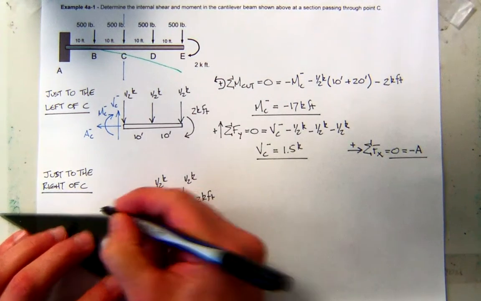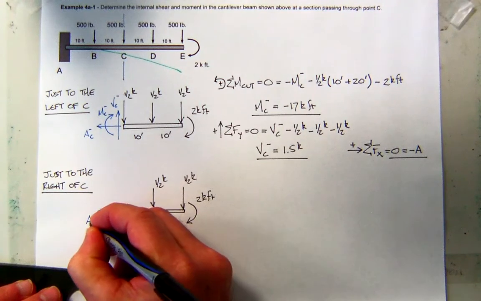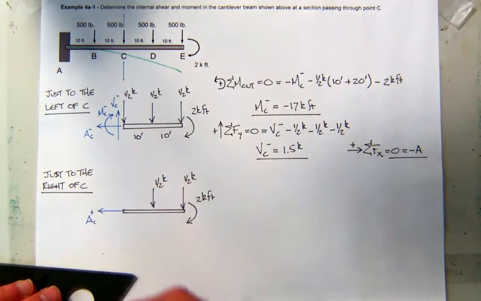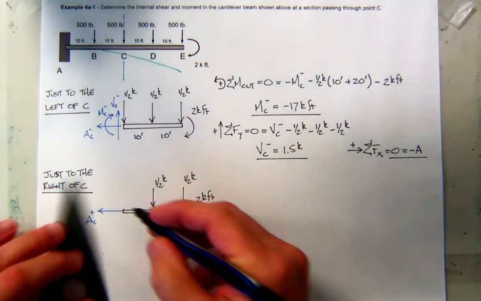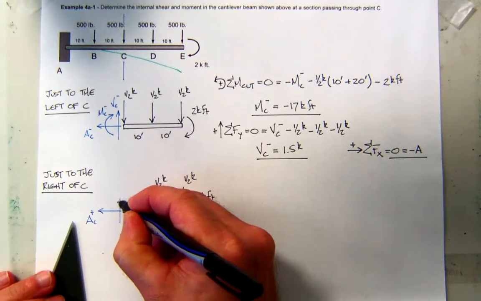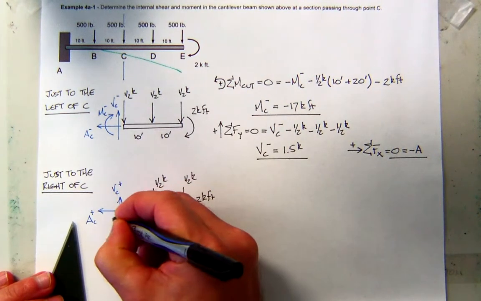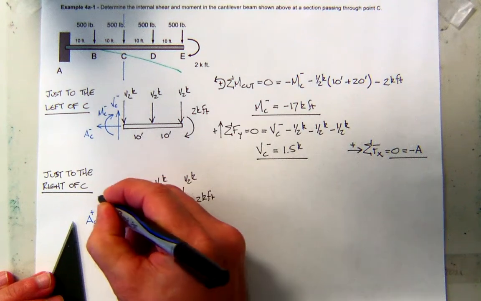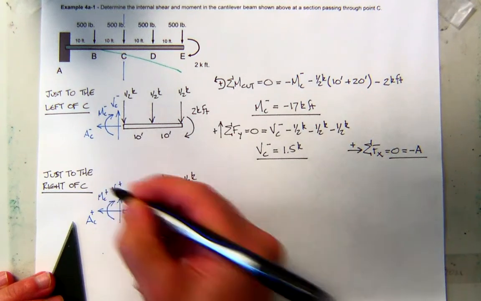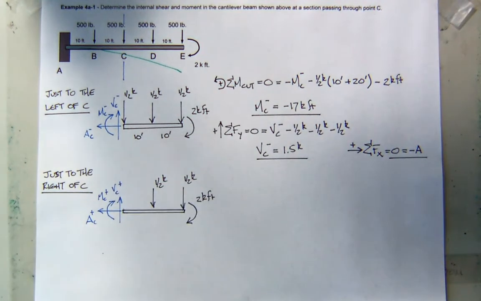And I will assume, again, positive axial force at C, and I'll put a plus sign there because now I'm just to the right of C. Don't worry so much about this notation. I just want to do that to show you the difference. You'll notice my sign conventions are the same. And we can start.